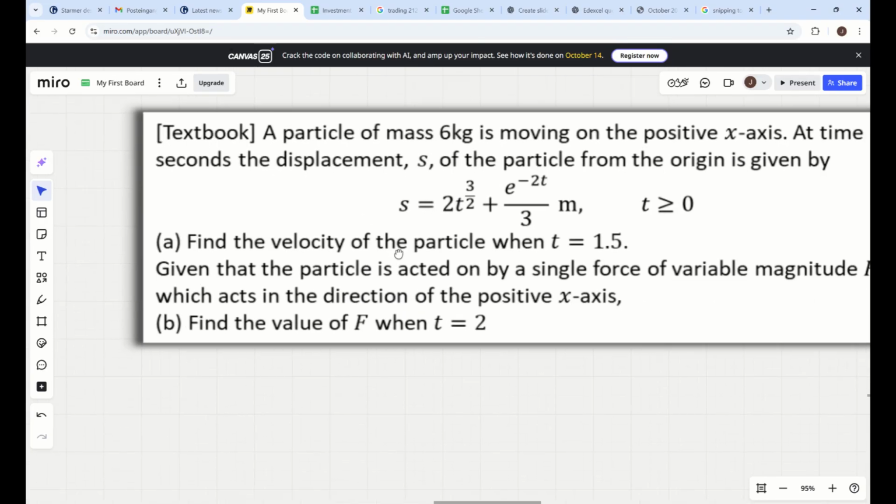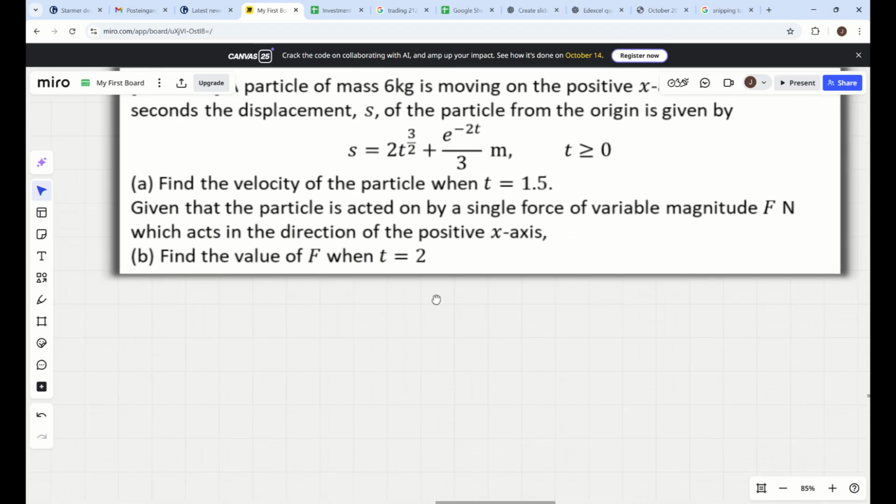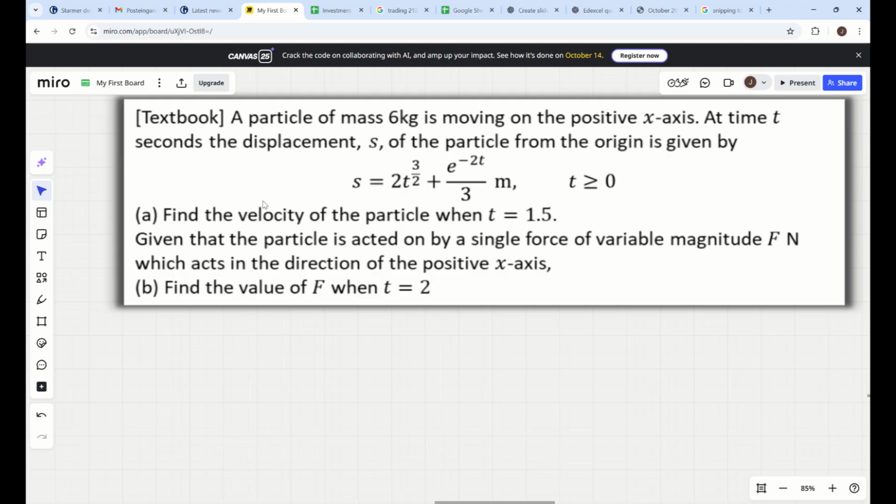Let's try another question. A particle of mass 6 kilograms is moving on the positive x-axis. The displacement is this. Okay, so we're sort of at the top of the pyramid, so we might have to do some stuff with this, or we might have to differentiate down. It's probably the way that it's going to go. Let's keep an eye on that as well.